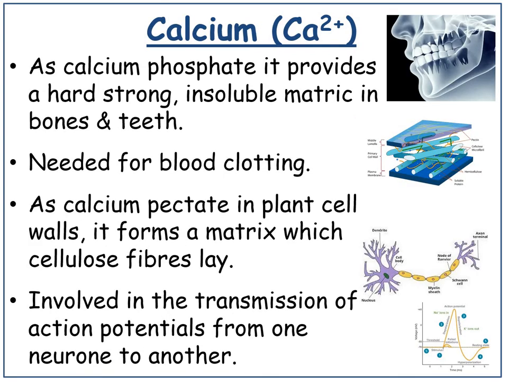Calcium ions, or Ca2+. As calcium phosphate, it provides a hard, strong, insoluble matrix in bones and teeth. It's needed for blood clotting. As calcium pectate in plant cell walls, it forms a matrix in which cellulose fibres lie. And it's involved in the transmission of action potentials from one neuron to another.